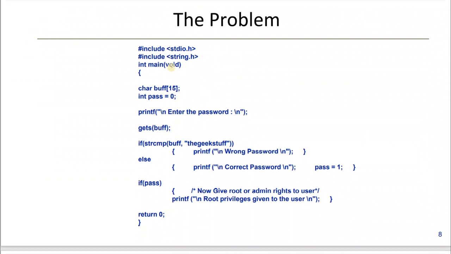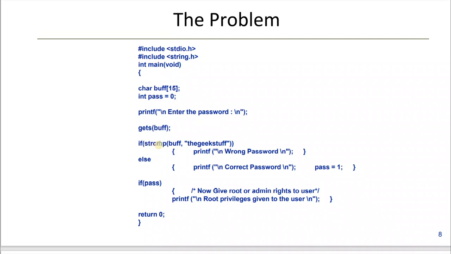The problem, خلنا نشوف هنا, we have a library included. We have a main. We start our main code. We have defined a buffer with size 15. And we define integer pass equals 0. We have a print, يعني it's telling, asking us to enter the password. Then it gets buffer.